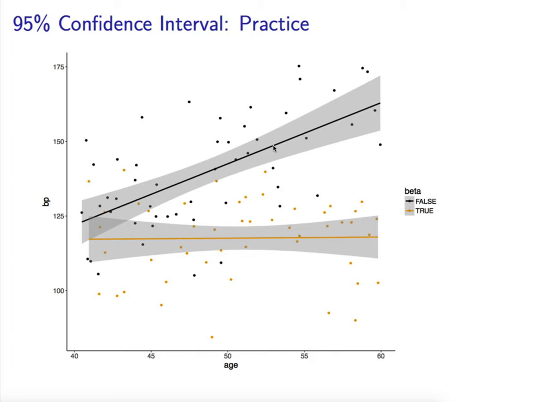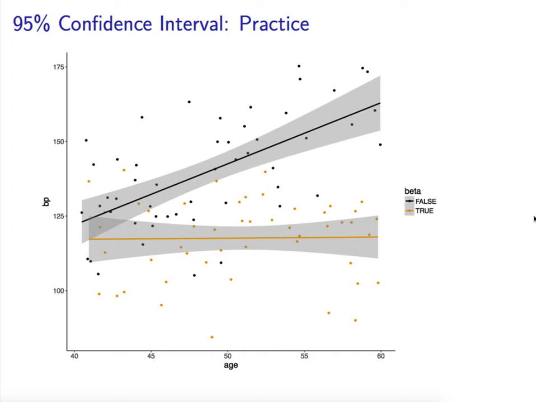So here we have a data set expanding on this blood pressure example. We are showing some simulated individuals who are at risk of hypertension. We have blood pressure on the y-axis, age on the x-axis, and individuals who are taking beta blockers are colored orange.